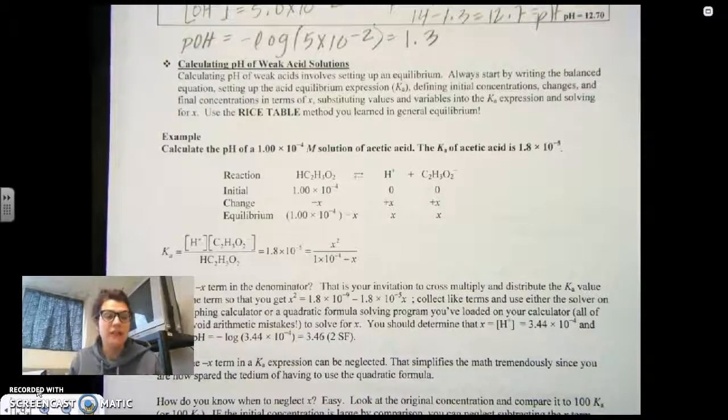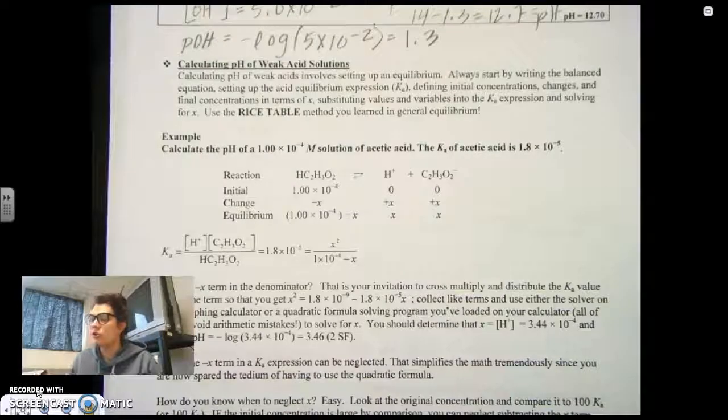Fortunately for us, this will look very similar to solving for Kc or solving for an X within an equilibrium expression, because we're going to do the same thing. We're going to be using RICE tables, we're going to be using initial concentrations, and we're going to be using mole ratios from a balanced chemical equation.